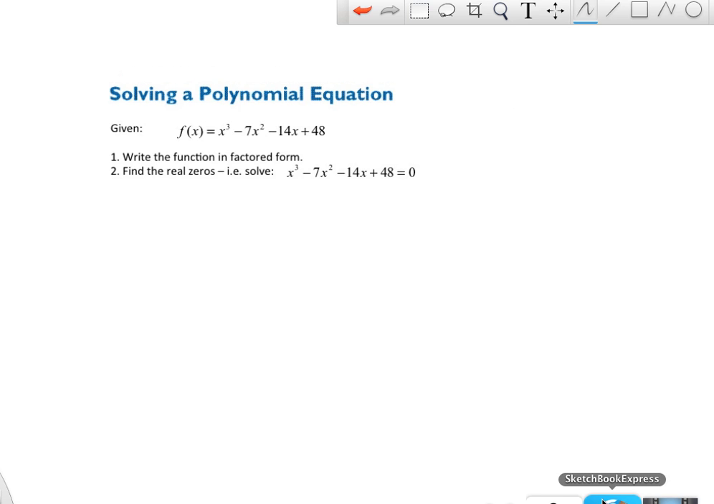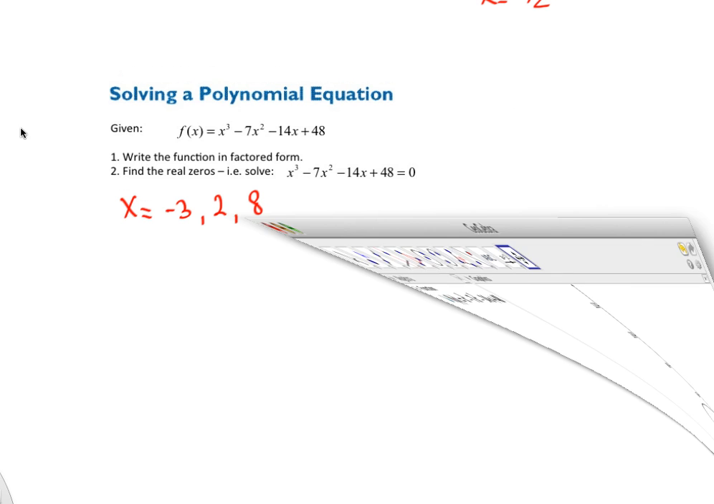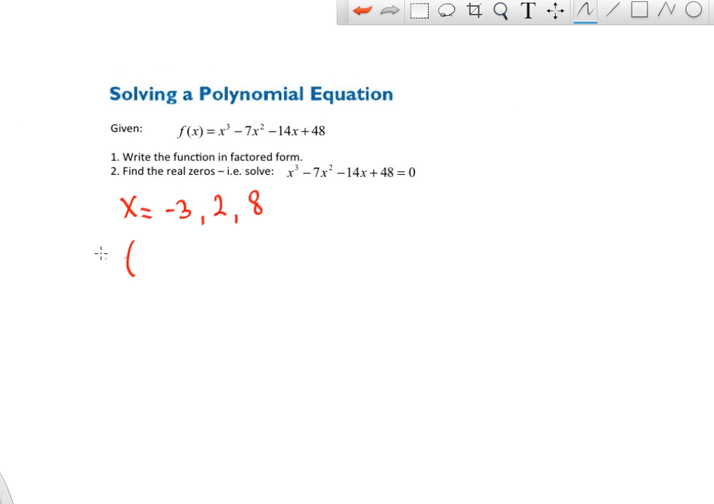Based on this graph, we can say that there are zeros at -3, +2, and 8. Those are the zeros. Let me double check. -3, +2, and 8. Good. So that means that in factored form, this function would be: the -3 becomes a +3, that becomes a -2, and that becomes a -8. And you're done. So that one's factored and solved rather quickly. Okay?